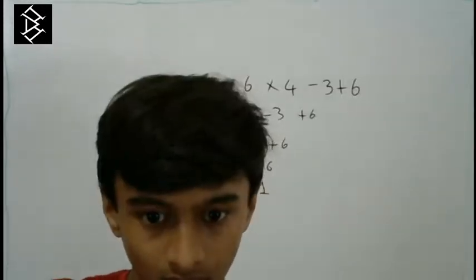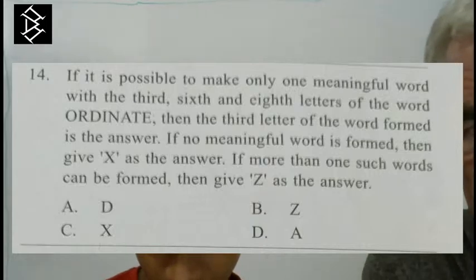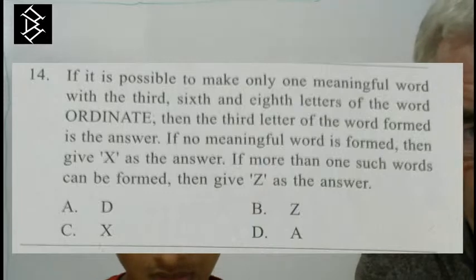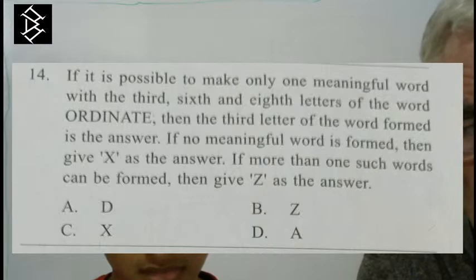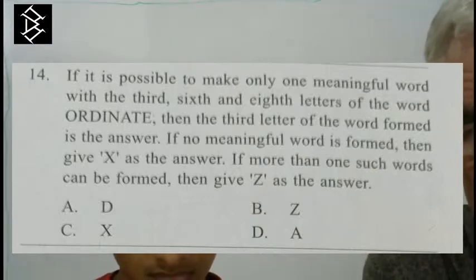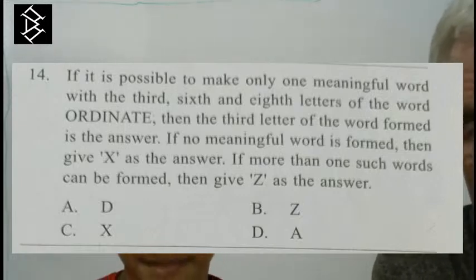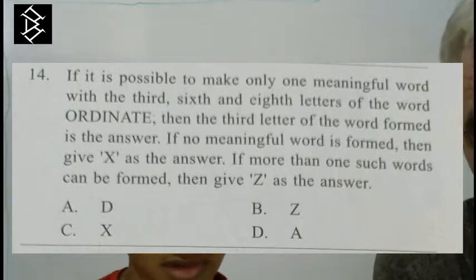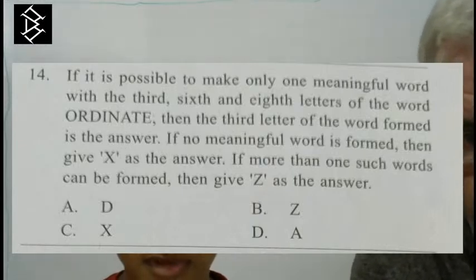Right, the next one then. 14. Very easy, actually. It's about reading, really. If it is possible to make only one meaningful word with the third, sixth, and eighth letters of the word ordinates. So the third letter is D, the sixth letter is A, and the eighth is E. D-A-E. Well, clearly, there is no word that you can make with D-A-E. That's very, very clear, okay? So if no meaningful word is formed, then give X as the answer. So that's very, very simple. So 14, C is the correct option. Give it time. That will catch up.